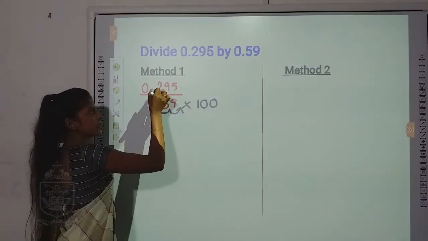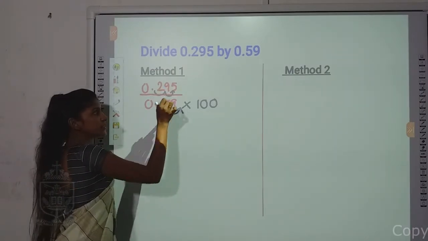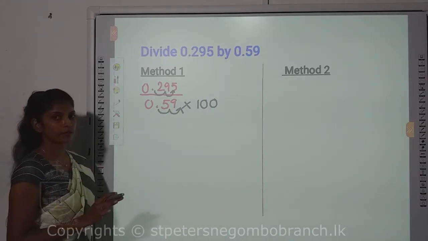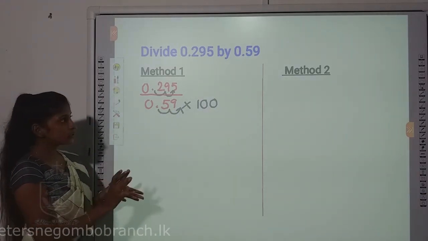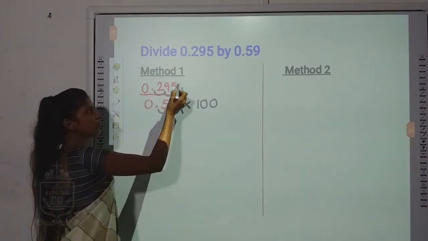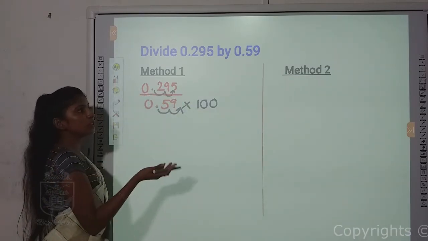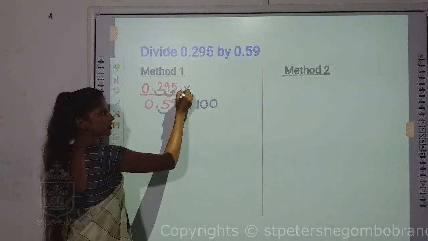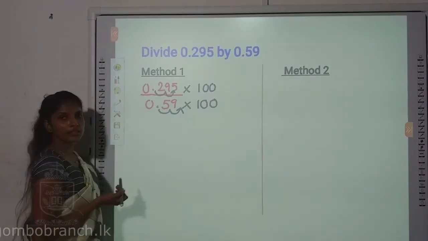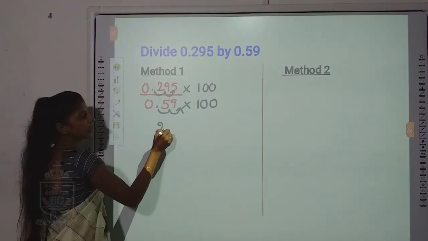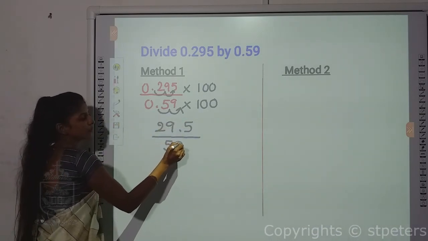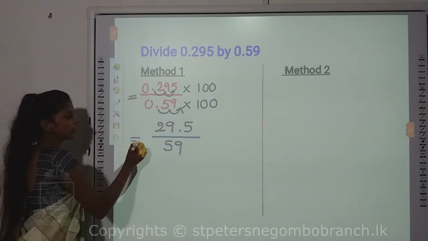But here you can see, even in the numerator you have to do the same thing. Now don't take 3 moves to make it 295. That's not our target. Our target is to convert the denominator into a whole number. That's all. No need to convert the numerator into a whole number. It might be a decimal. But you have to multiply this also by 100. So in the numerator you will have 29.5 and in the denominator you will have 59. So what you can do now is divide and get the answer.